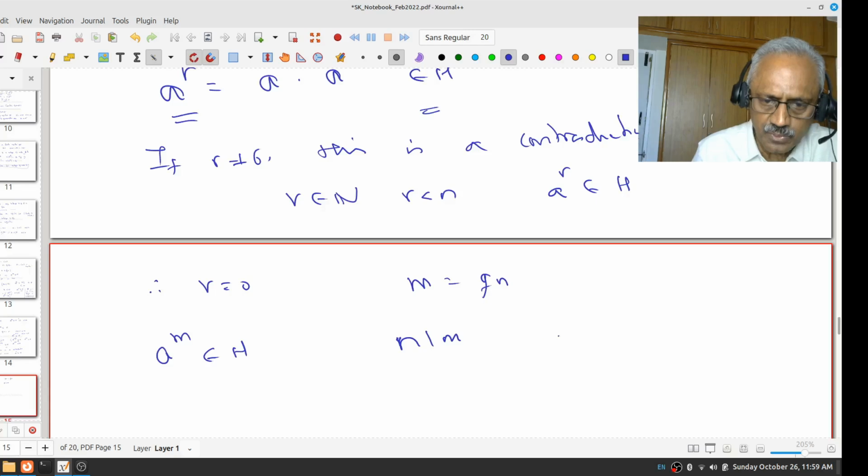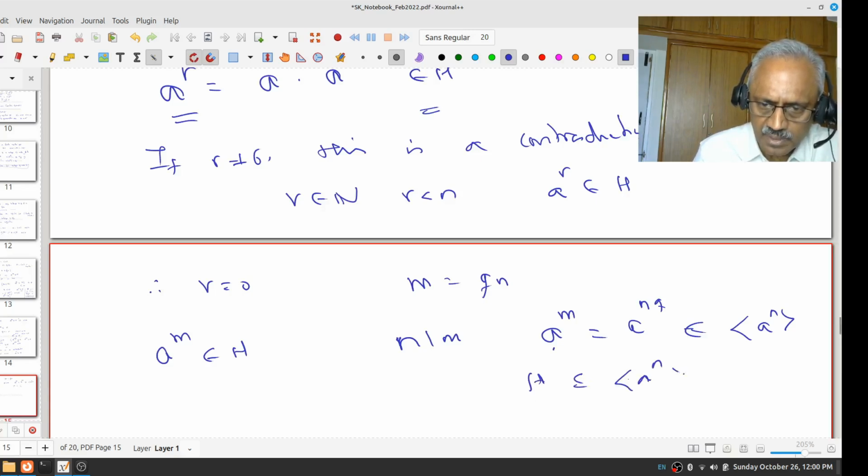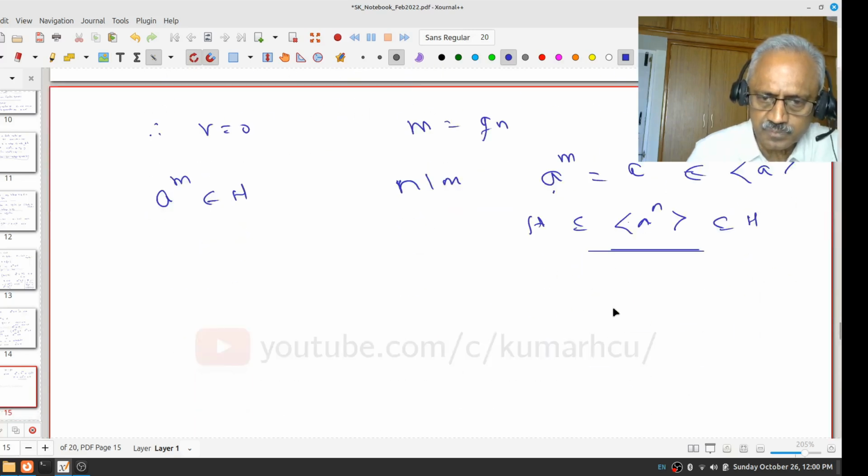Therefore, a to the power m is of the form a to the power nq, which shows that it is in the cyclic subgroup generated by a to the power n. But this is an arbitrary element of H, therefore H is contained in this. But a to the power n belongs to H, therefore it is equal to H, therefore equality holds.